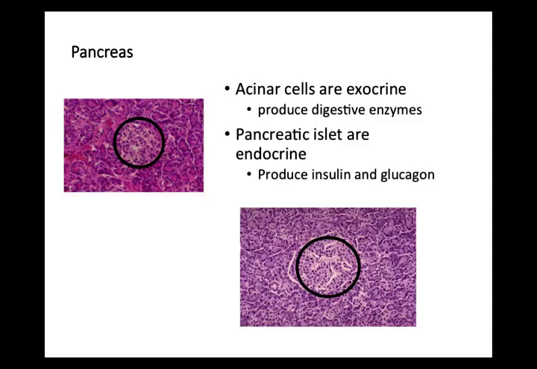So acinar cells are exocrine cells, meaning that they release digestive enzymes out that will eventually leave your body. So they go through a duct and they leave your body. Whereas those islet cells are endocrine. They produce insulin and glucagon, which we've talked about pretty extensively, that we'll talk about a little bit more here.